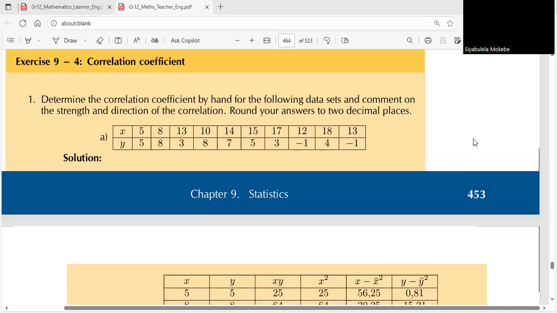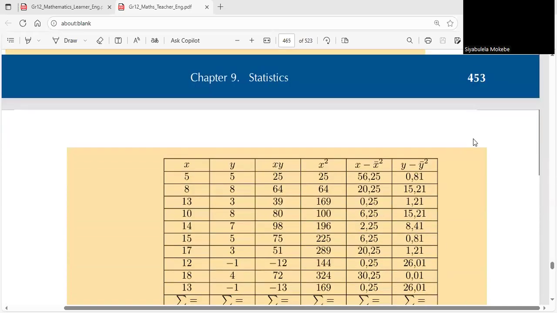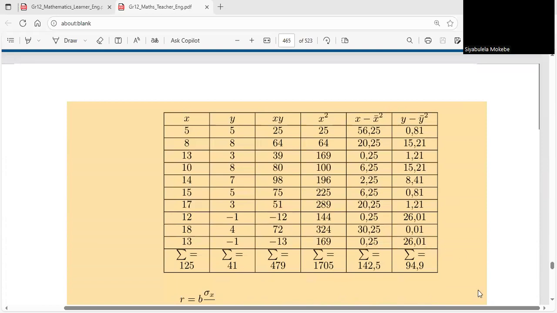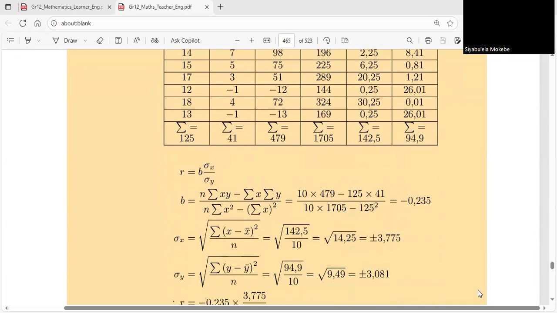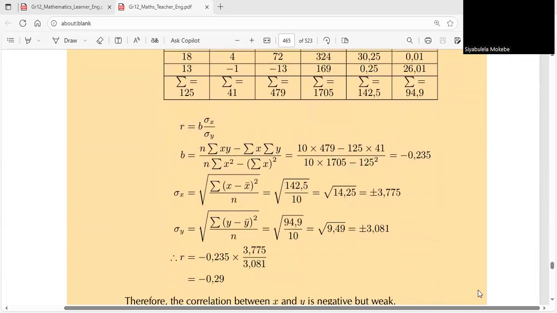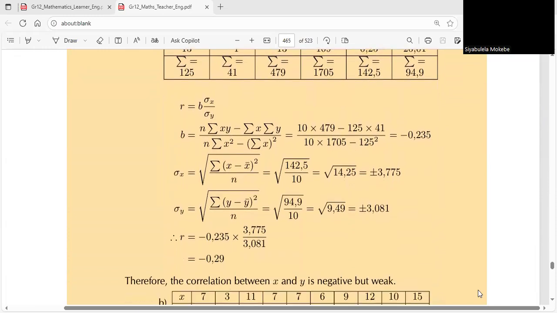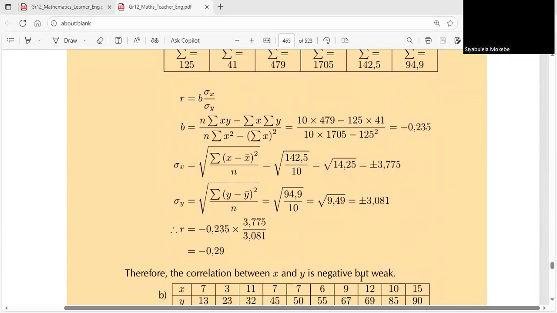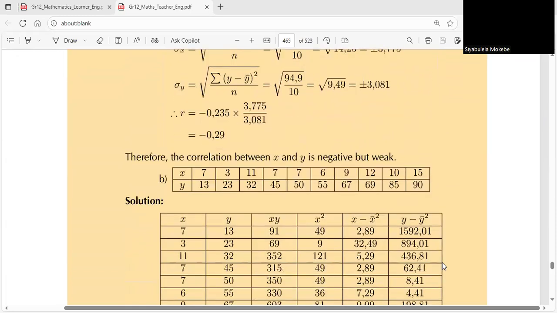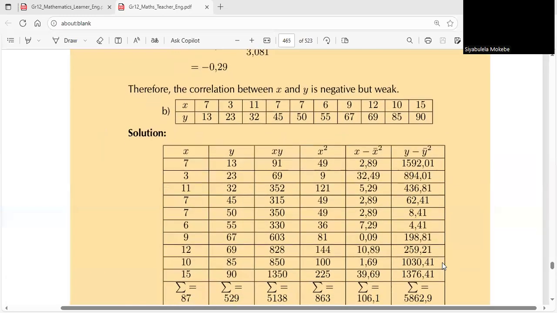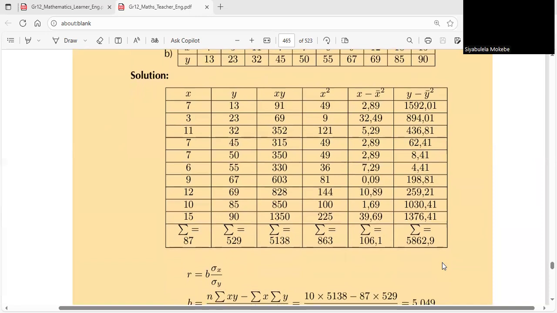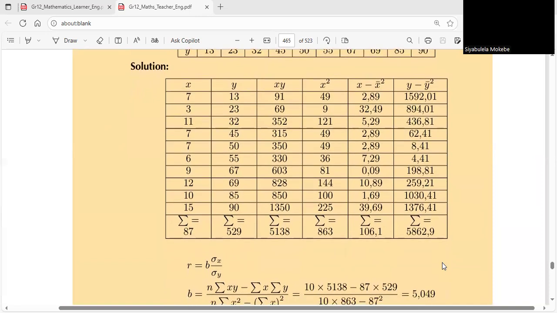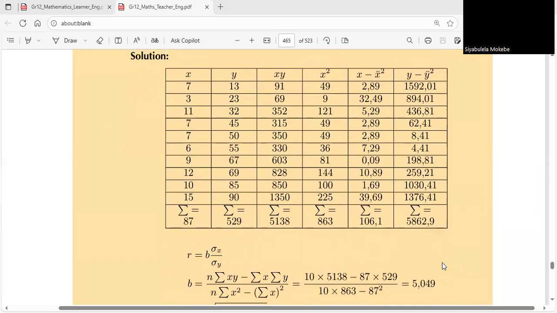Right, folks, so we're back at it. Therefore, the correlation between X and Y is negative but weak. As you can see, it's less than 0.5 in magnitude.